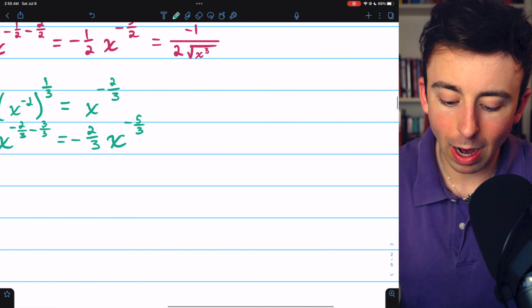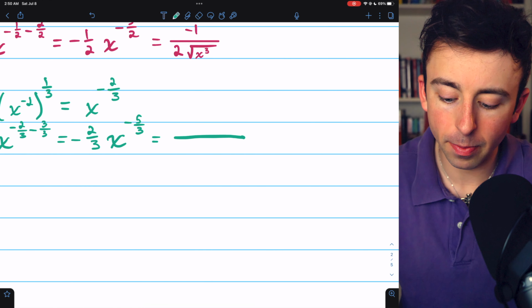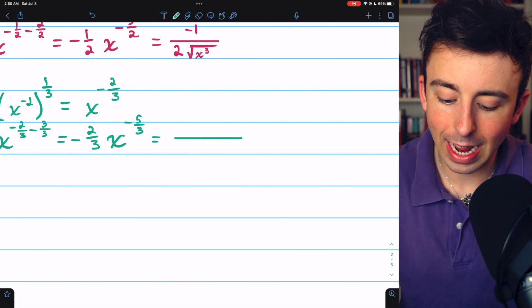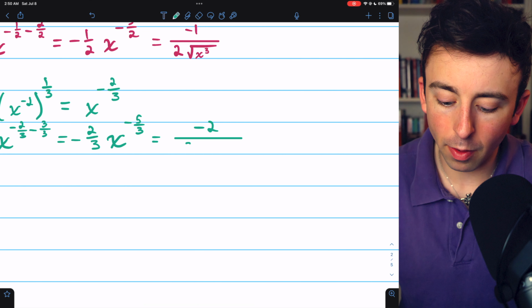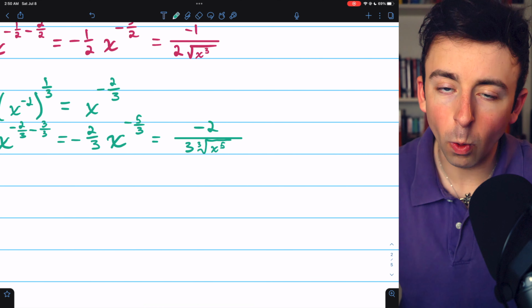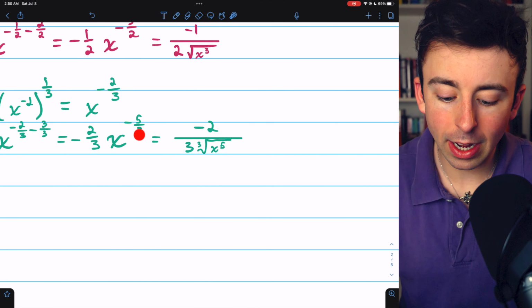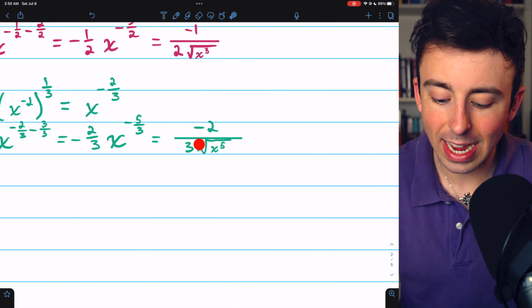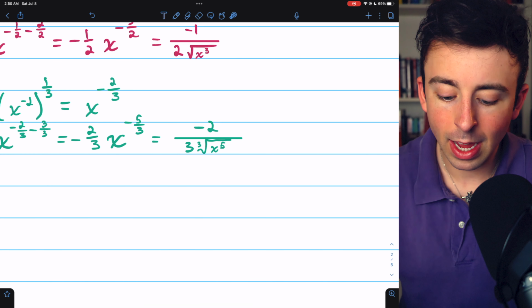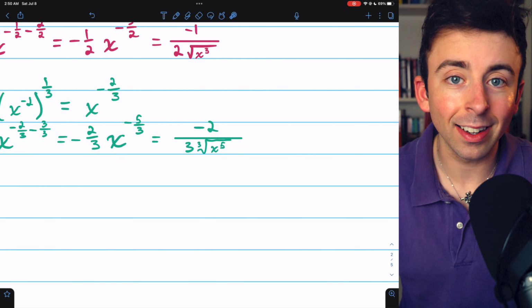We can then rewrite this to get rid of the negative exponent. We have a numerator of negative 2 and a denominator of 3 multiplied by the cube root of x to the power of 5, or just x to the power 5/3 if you prefer. Again, the denominator of the fractional exponent tells us the index of the root, it's a cube root, and then the numerator tells us the power, x to the 5.